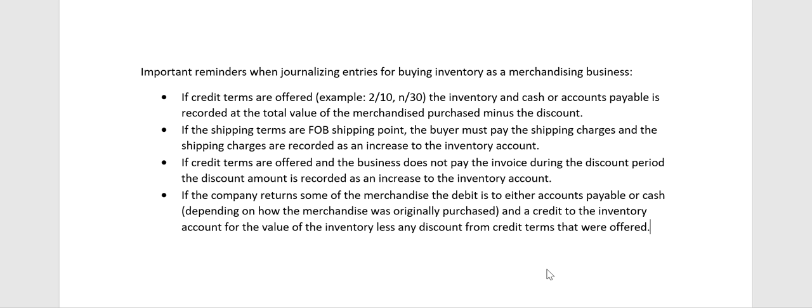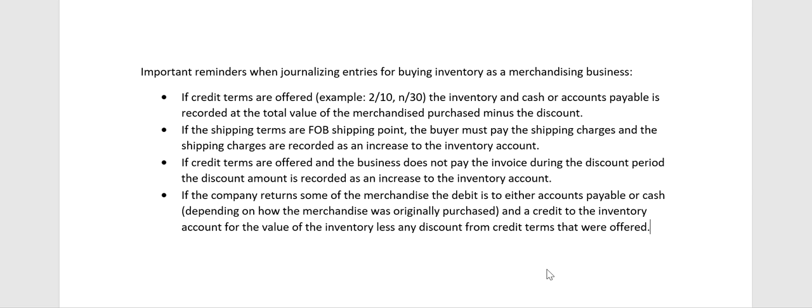If the shipping terms are FOB shipping point, the buyer must pay the shipping charges, and the shipping charges are recorded as an increase to the inventory account. FOB stands for free on board, meaning that it's only free to the buyer until it hits its shipping point. And in order for it to be shipped, the buyer has to pay those shipping charges.